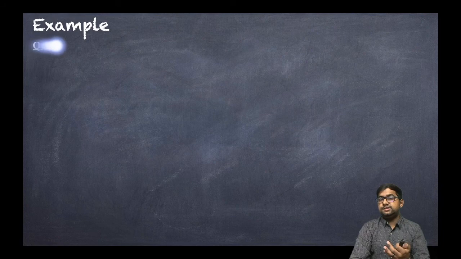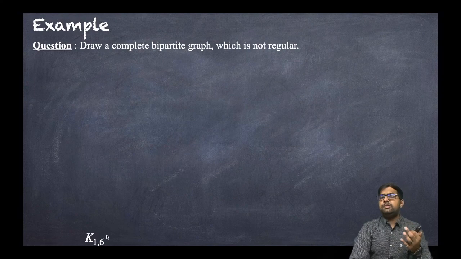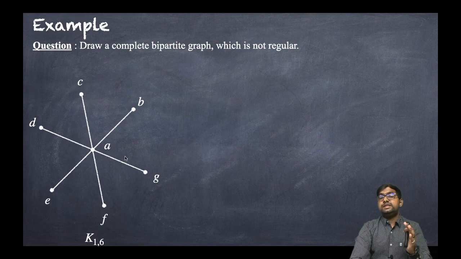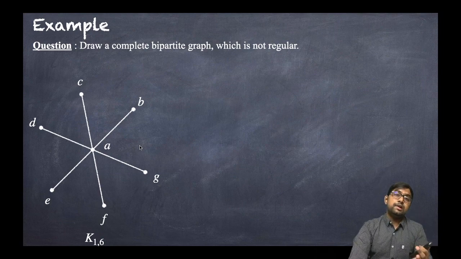Now let us discuss examples. The question is, draw a complete bipartite graph which is not regular. Now see, what is a complete bipartite graph? We know that. Now what is a regular graph? We have already discussed in previous sessions. A regular graph is a graph in which each and every vertex has the same degree. So we'll draw this type of graph. It will be K16. As you can see, it is a complete bipartite graph, and here the degree of A is 6 and the degree of the rest of the vertices is 1, so it is not regular, but still it is a complete bipartite graph.